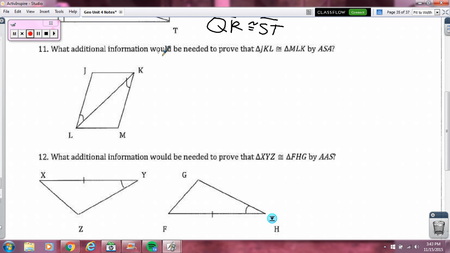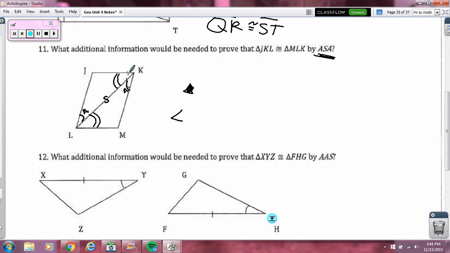Alrighty, what extra information would be needed to prove these two triangles congruent by ASA? Alrighty, so I've already got an angle on each one. I've already got LK, the side in the middle. So then the other angles that I need would be the ones that make that an included side. So I would need those two guys that I marked with the double hoops. But again, the marking isn't enough. You've got to say exactly which angles.